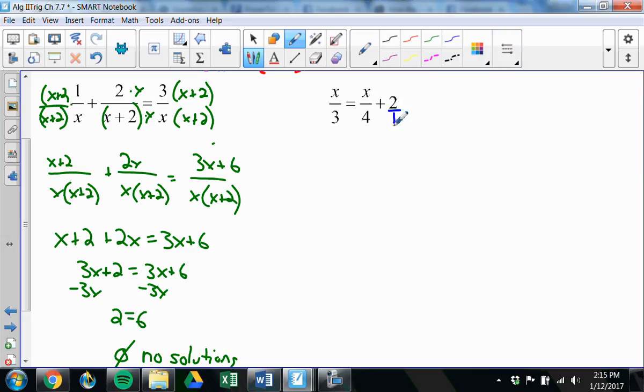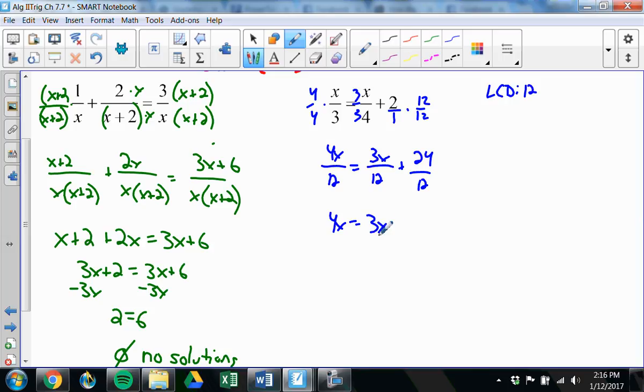You have to think of 2 as a fraction. That is the number 2 over 1. So my LCD here is going to be 12. So I'm going to have 4x over 12 equals 3x over 12 plus 24 over 12. I multiplied this by 4, this by 3, and this by 12. Now I can drop my fractions. 4x equals 3x plus 24. Subtract a 3x from both sides. X equals 24.